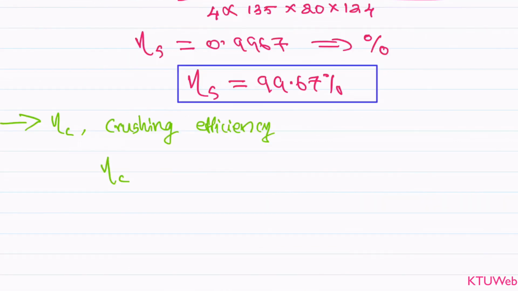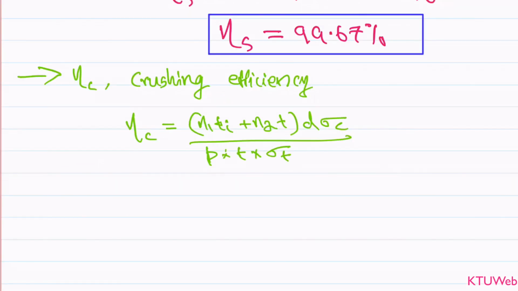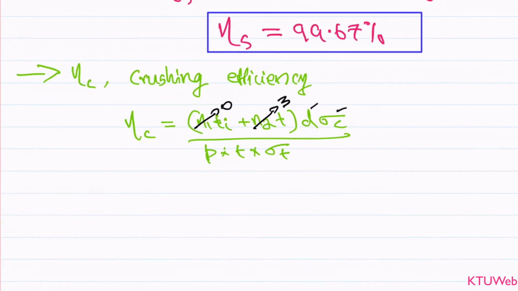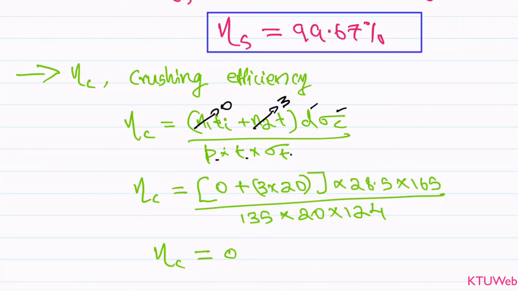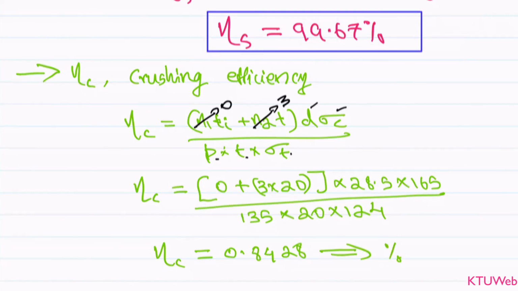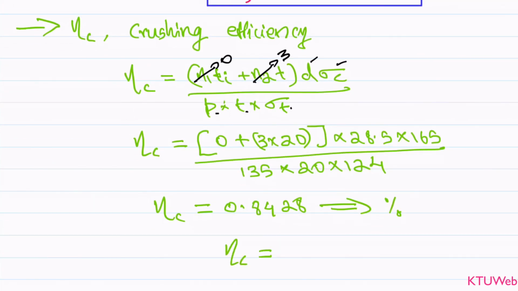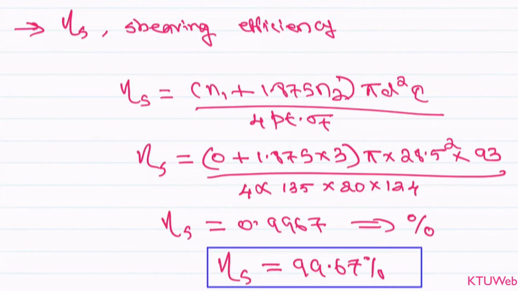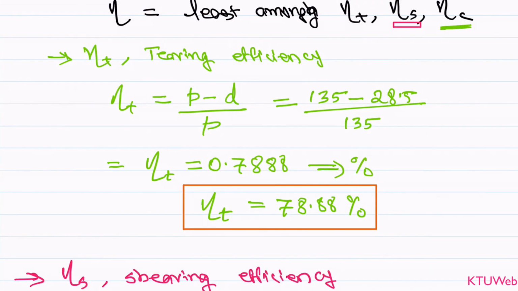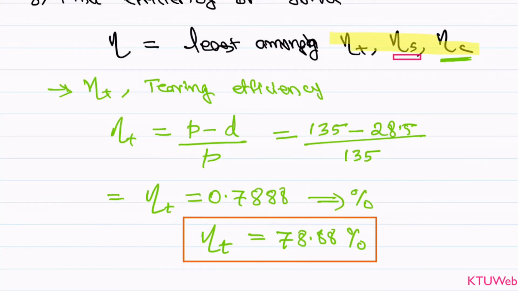The value of eta C is given as follows. Here we have N1 equal to 0 and N2 equal to the number of rivets in double shear, that is 3, and we have the values D and sigma C, as well as pitch, thickness and sigma T. Upon application, we get 0.8428. Converting this into percentage, eta C is equal to 84.28%.